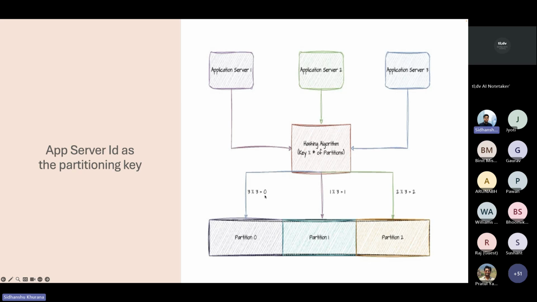This means that for any number of users these 3 application servers are serving, it really depends on the application server. It doesn't depend on user ID. And this means that the purple line, which corresponds to application server 1, is only connecting to partition 1. It never connects to partition 0 or 2. So the number of connections is reduced in this case.